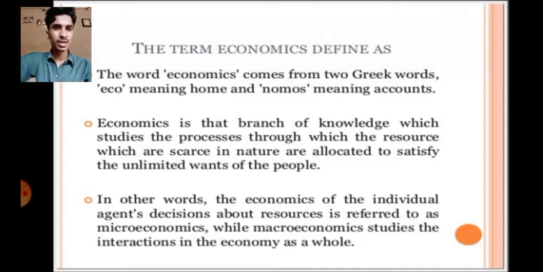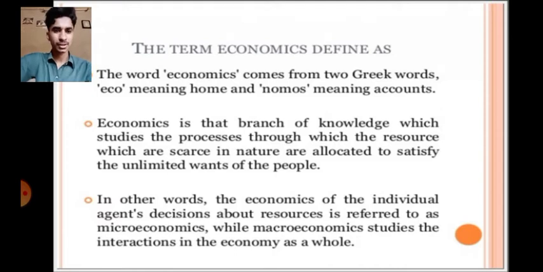The term economics defined. The word economics comes from two Greek words, oikos meaning home and nomos meaning accounts. The word economics was first used by the Greek philosopher Aristotle. Economics is that branch of knowledge which studies the process through which resources, which are scarce in nature, are allocated to satisfy the unlimited wants of the people.